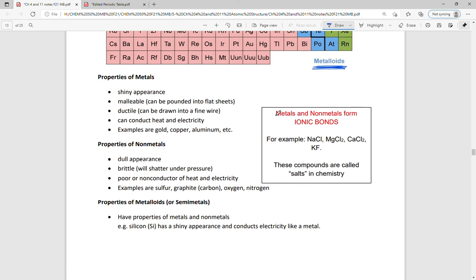So metals and non-metals are classic examples that create ionic bonds. We've already talked about them. The other word for anything that is a metal and a non-metal together is salts. And we'll just come back to that. I tried to weave this stuff into the notes as many times as I can.